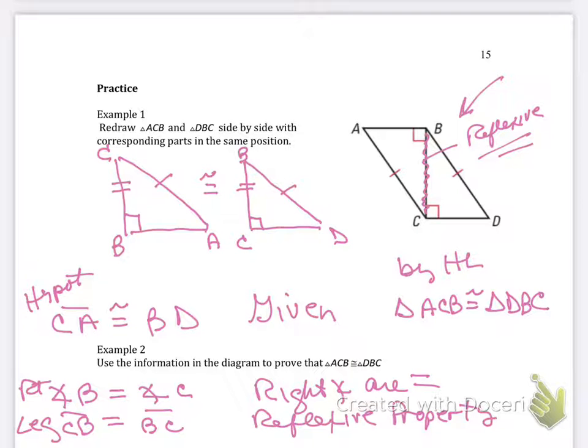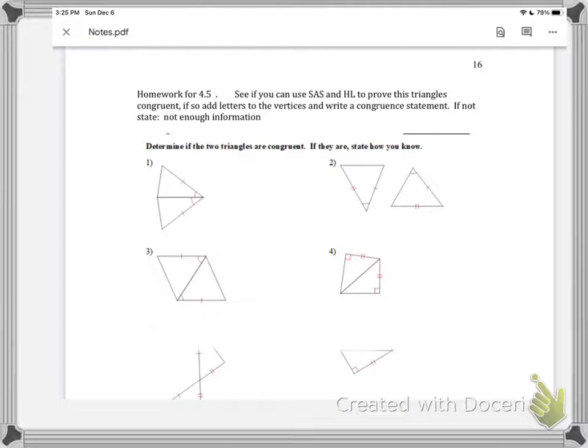Okay, so let me look at the homework with you for a second. Next page. Okay, so you're going to do this homework. It says, see if you can use SAS or HL to prove these triangles congruent. If so, add letters to the vertices and write a congruence statement. If not, state not enough information. So let's do the first couple together.